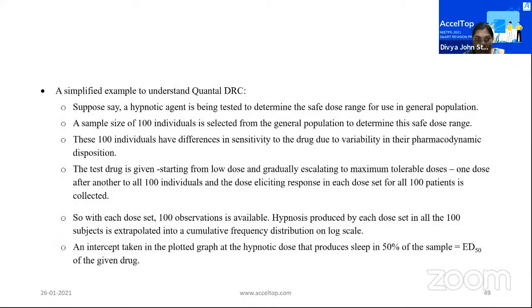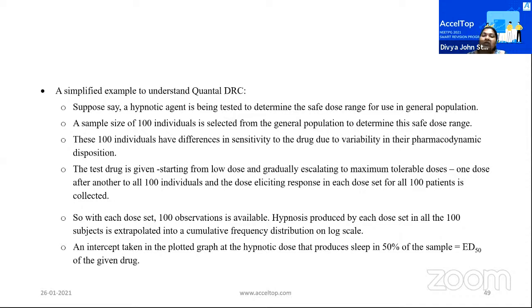So a simplified example to understand this: suppose a hypnotic agent is being tested to determine the safe dose range for use in the general population. A sample size of 100 individuals is selected from the general population. Okay, so these 100 individuals have differences in sensitivity to the drug due to variability in their pharmacokinetics and dynamics. The test drug is given starting from a low dose and gradually escalating to the maximum tolerable doses, one dose after the other to all 100 individuals, and the response in each dose set of all the 100 patients is collected. So with each dose set you have 100 observations.